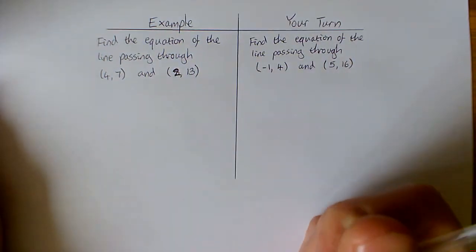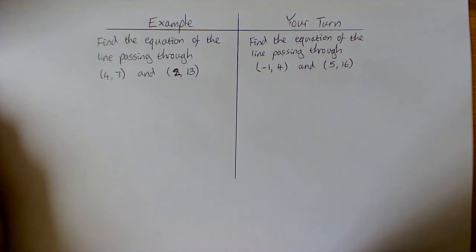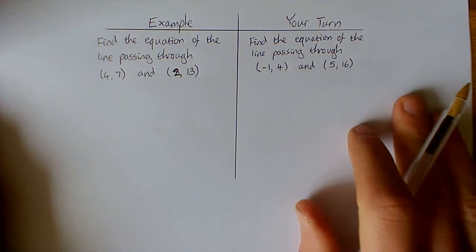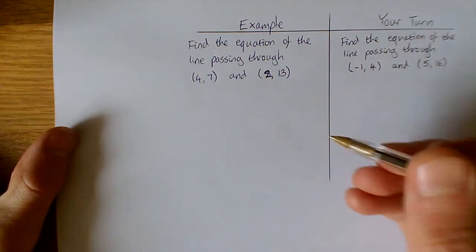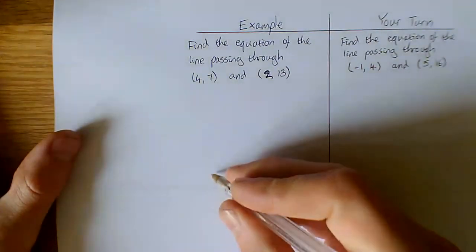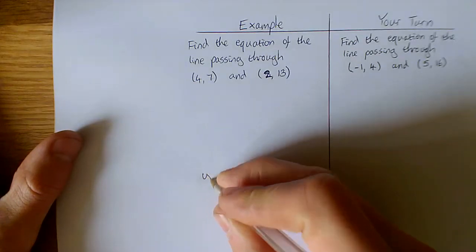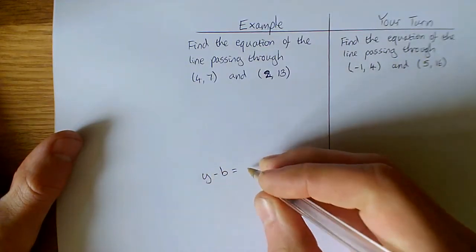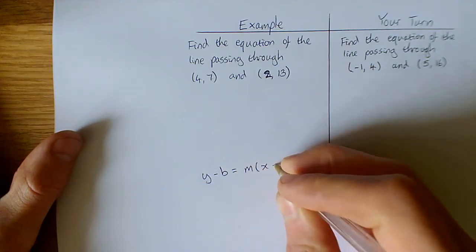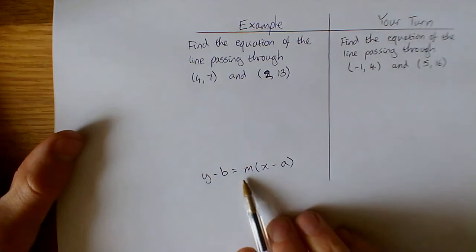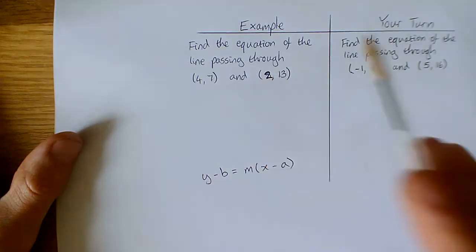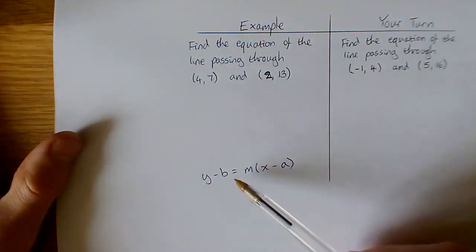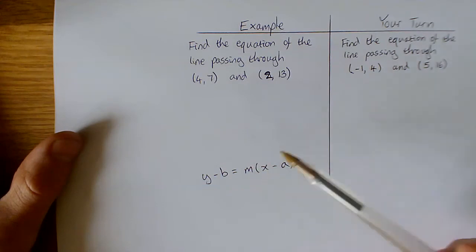Now, what we're looking for at the end is something of the form y equals something times x plus something. So that y equals mx plus c form. So all that we have to do is start from the top and work our way through. At some point in the middle of our working, we're going to have that equation that we've focused on at the start of this week's work, which is y minus b equals m(x minus a). And either of these points, it doesn't matter which one you use, could be your a and b values. But we do need to find that m.